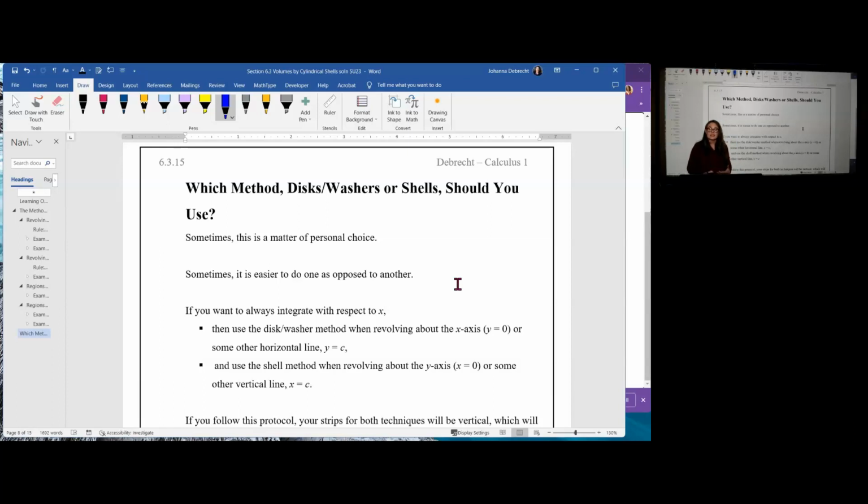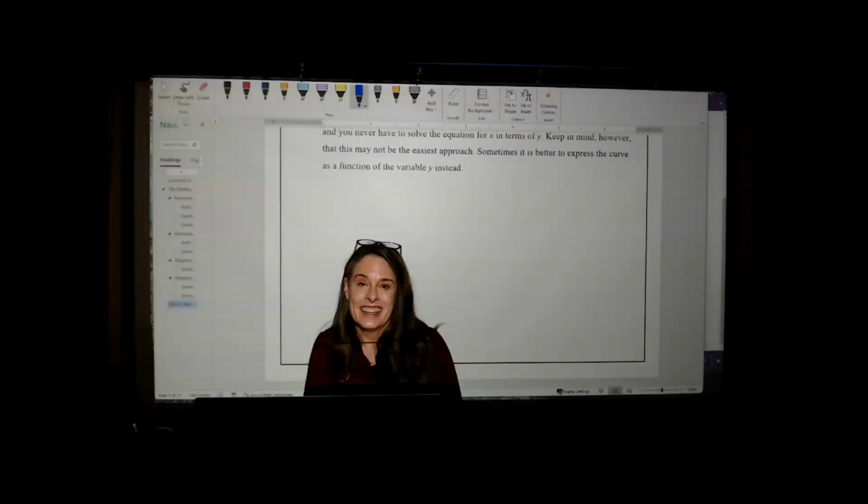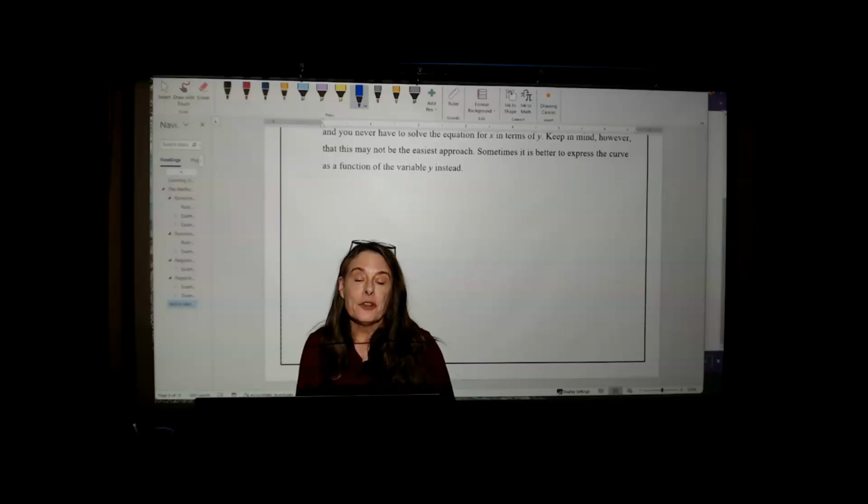But keep in mind that this does not mean it's always going to be the easiest way to go. Sometimes it is easier to represent the curve as a function of y as opposed to a function of x. This completes our discussion of volumes of revolution by cylindrical shells. If you're in Calculus 1, this ends the course and the end of the Calculus 1 playlist. If you're in Calculus 2, you'll have other topics, which are applications of integration, coming up next.